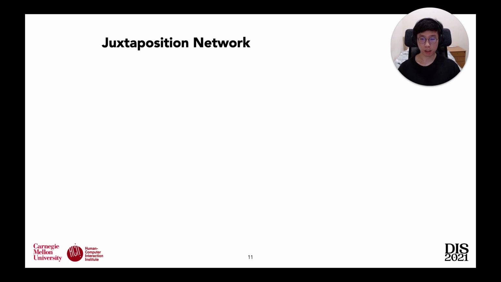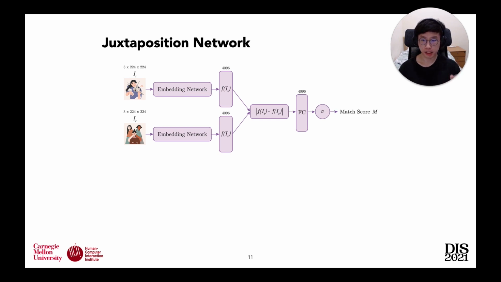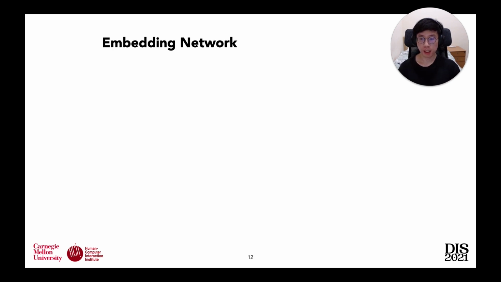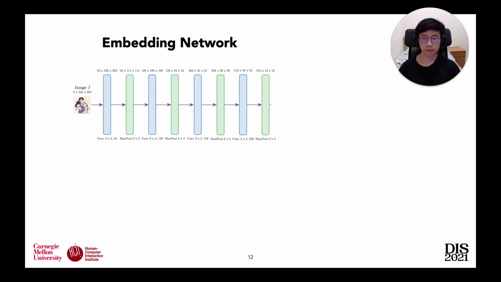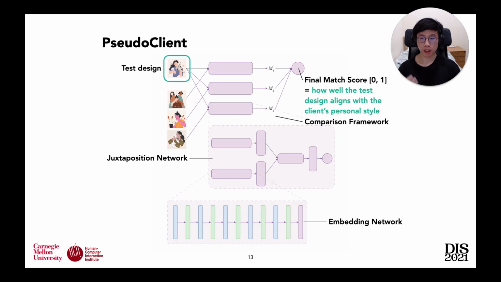Individual match scores are computed by the Juxtaposition Network, which takes in a test design and a reference design and outputs a match score based on the designs' distances in a learned embedding space. The learned embedding space is computed by the Embedding Network, which takes in the design and outputs its feature embedding. Again, for further details, please read our paper or visit our project page linked at the end of the talk.